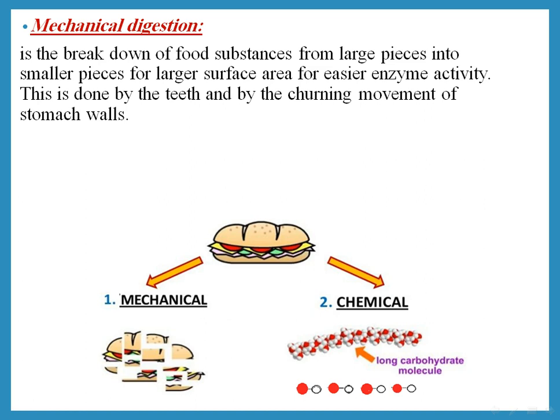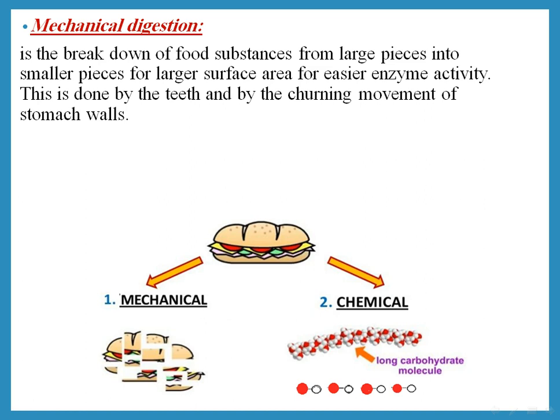Mechanical digestion is the breakdown of the food from large pieces into smaller pieces. So you're not changing the molecules, you're not changing the carbohydrates into something else or the proteins into something else, but you are just cutting your sandwich from large pieces to smaller pieces. This is because when you have a larger surface area, then the enzymes that will act on it after that will be able to act easily.